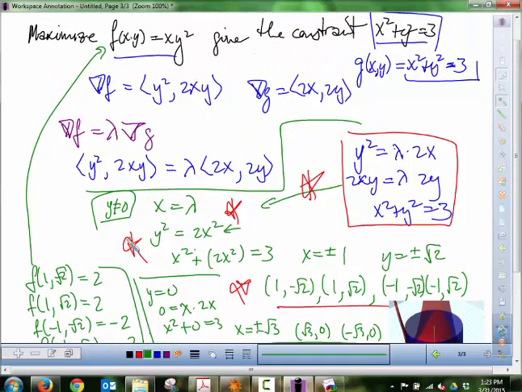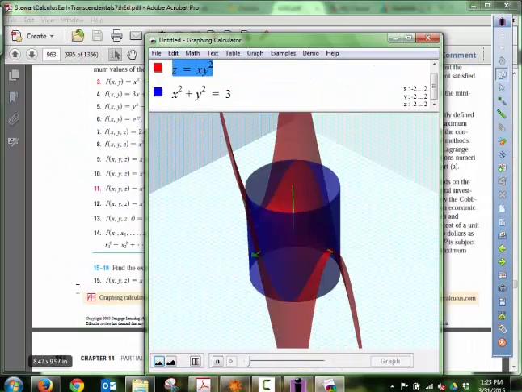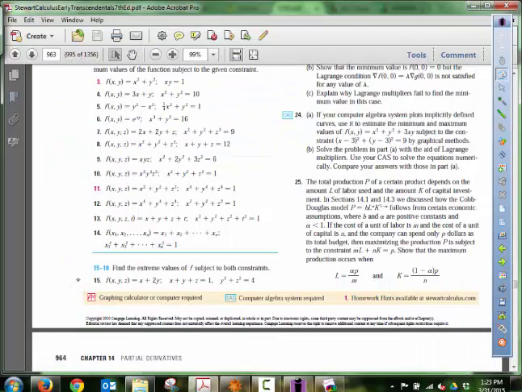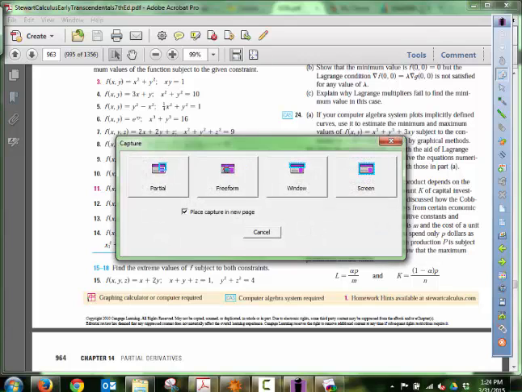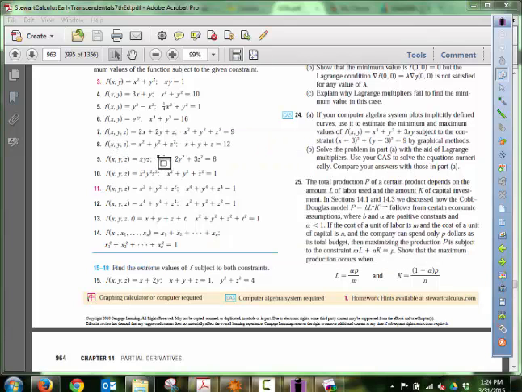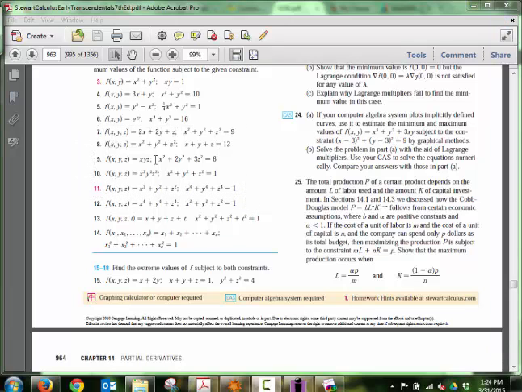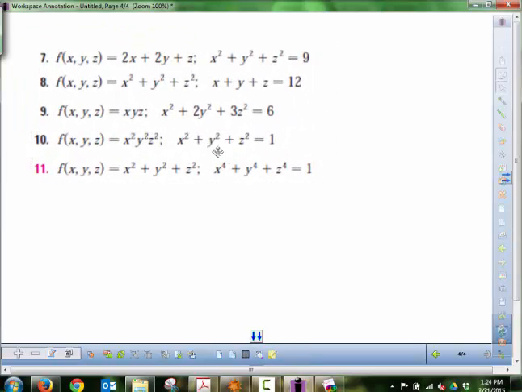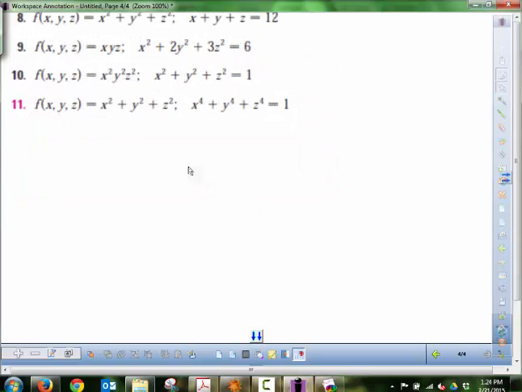All right, so let's see if we can do another problem. Should we do another 2-dimensional one, or should we just be daring and jump to 3D? Wow. We got a bunch of problems to choose from. Pick a number between 1 and 11. Oh boy.